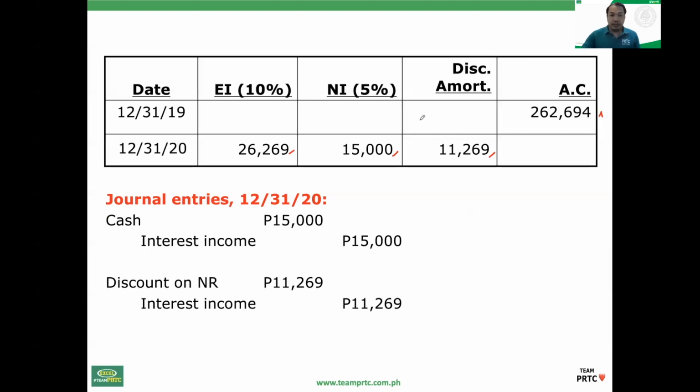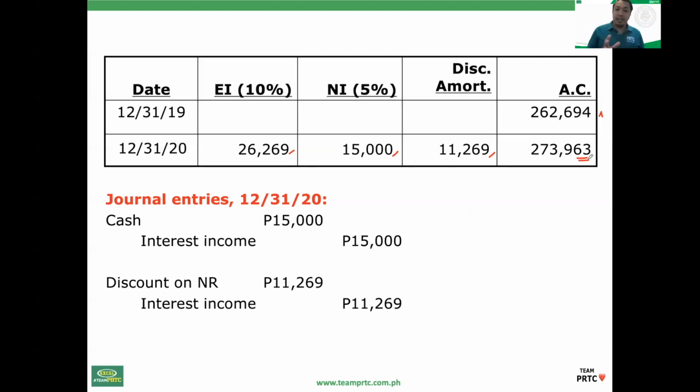So the total income is the nominal interest and the amortization of discount. That's the effective interest. And what's the effect of the discount amortization? Increase in carrying amount. However, if you compare that to the official answer, there's a small difference. That's due to what? Rounding.